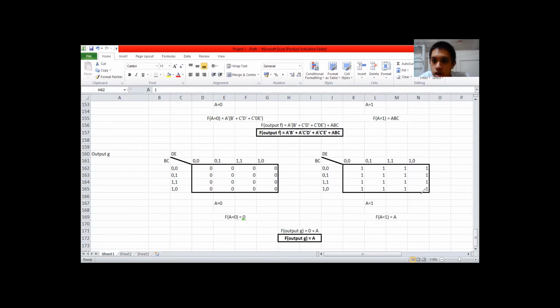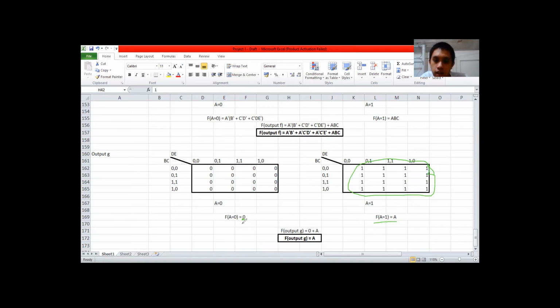For this part, they are all 1. So we can group them into a single group, which covers the entire half of the K-map. The grouping will be like this. Based on the grouping, A is equal to 1, literal B changes and is therefore cancelled, as well as literals C, D, and E. So those 4 literals will be cancelled, and we will be left with A if A is equal to 1.